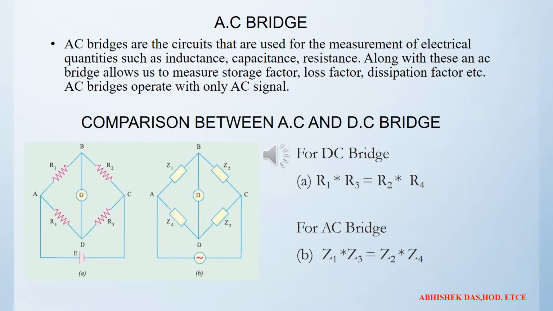AC bridge methods are outstandingly important for the measurement of electrical quantities. Measurement of inductance, capacitance, storage factor, and loss factor may be made conventionally and accurately by employing an AC bridge network. AC bridges are circuits used to measure electrical quantities such as inductance, capacitance, and resistance. Along with this, an AC bridge allows us to measure storage factor, loss factor, and dissipation factor. An AC bridge operates with only an AC signal.